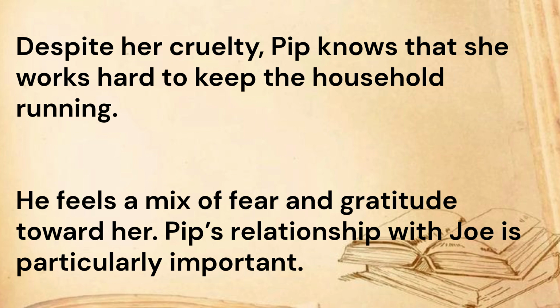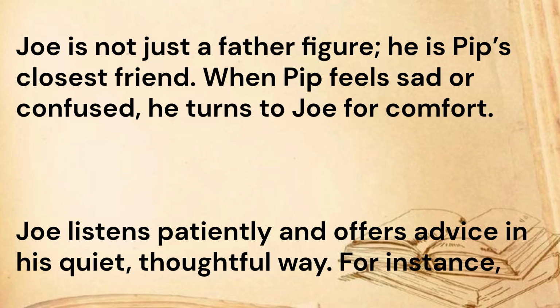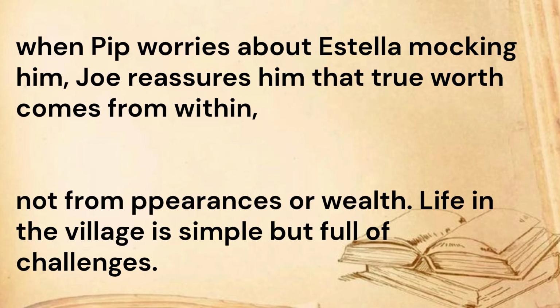Pip's relationship with Joe is particularly important. Joe is not just a father figure, he is Pip's closest friend. When Pip feels sad or confused, he turns to Joe for comfort. Joe listens patiently and offers advice in his quiet, thoughtful way. For instance, when Pip worries about Estella mocking him, Joe reassures him that true worth comes from within, not from appearances or wealth.